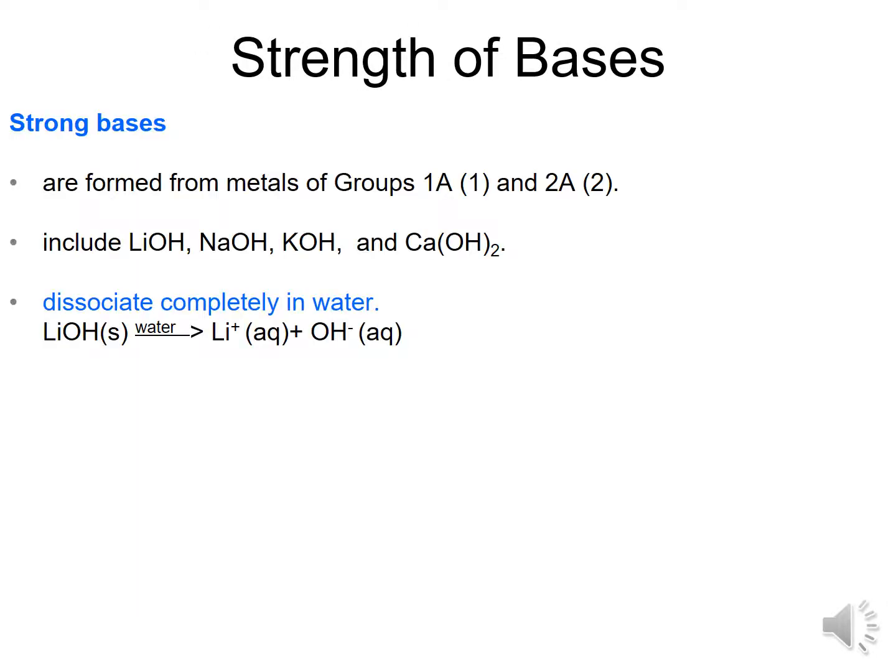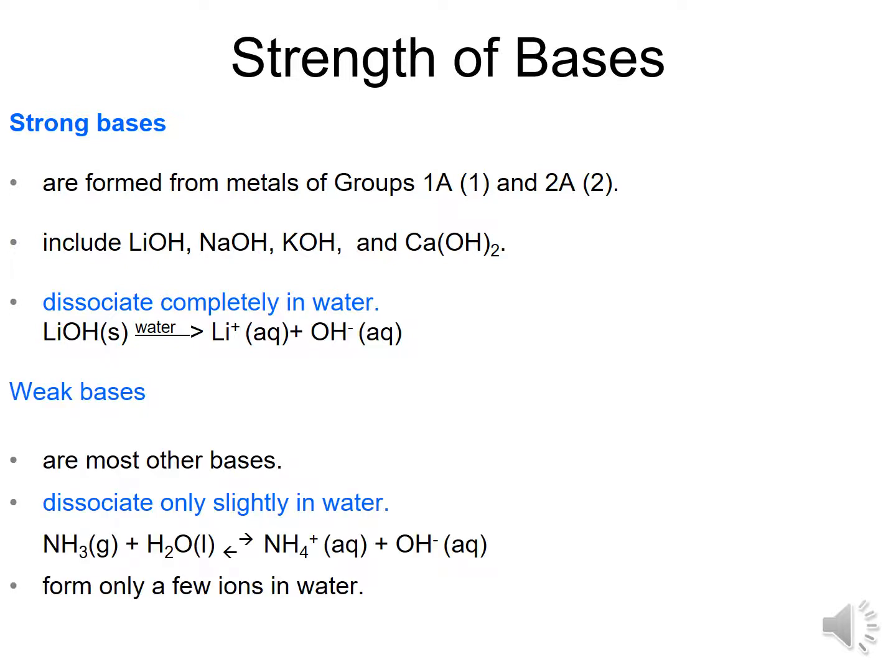Strength of bases. The strong bases are the hydroxides. The hydroxides from the metals of group 1A and 2A: lithium hydroxide, sodium hydroxide, potassium hydroxide, calcium hydroxide. Group 2A has a double hydroxide on it. They dissociate completely in water, and so they are considered strong bases and strong electrolytes. There are some weak bases. Usually ammonia is the common example, but even organic molecules with nitrogen on them tend to have this ability to be weak bases.